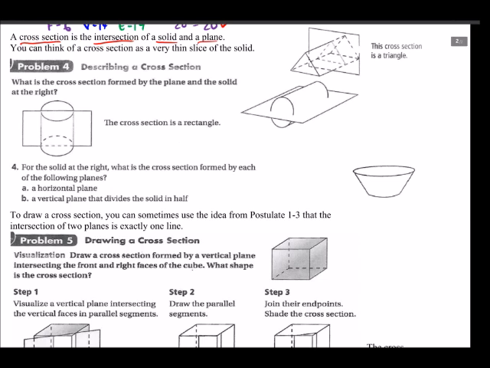When you slice that loaf of bread, a slice of bread has the same shape as your front and back. And so that's what we're doing here. You can think of this as a very thin slice of your solid. So let's look at our example here. We have a Toblerone. I like to relate these to food because they seem so much easier when you do that. And this is a triangle.